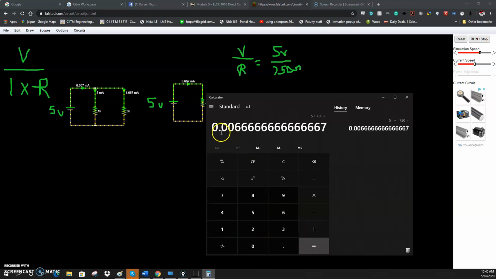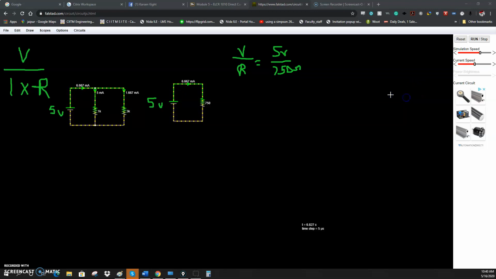So this is in amps, but if I move it 1, 2, 3, I get 6.6666 continually, or 6.67 milliamps here. So I can come out here and say equals 6.67. And again, I'm drawing with the mouse, so sorry for the elongated 7, but it works.